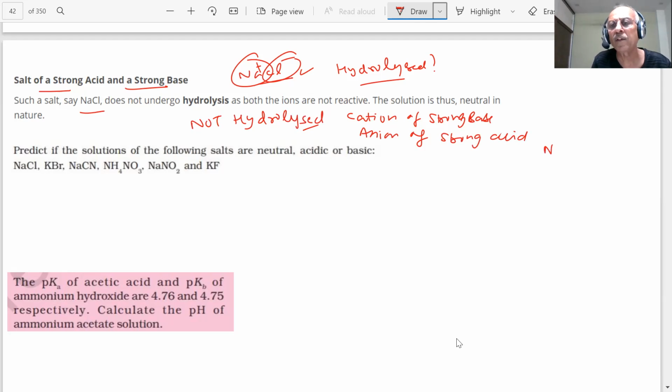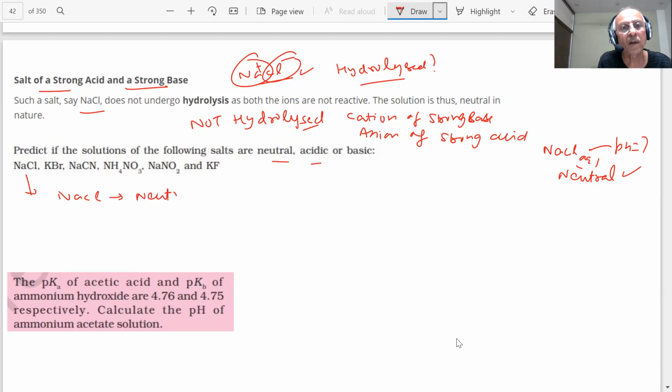And therefore, if you put NaCl in water, what will be the pH, student? It will be 7. You know, so much salt you are adding in everything. Salt solution, student, its pH is 7, neutral. This is a neutral solution, student. It is not acidic or basic because these are not hydrolyzed. Now the question says: predict if the solutions of the following salts are neutral, acidic or basic. If I take NaCl, student, will it be acidic or basic? It will be neutral. NaCl is neutral, student, as we have seen.